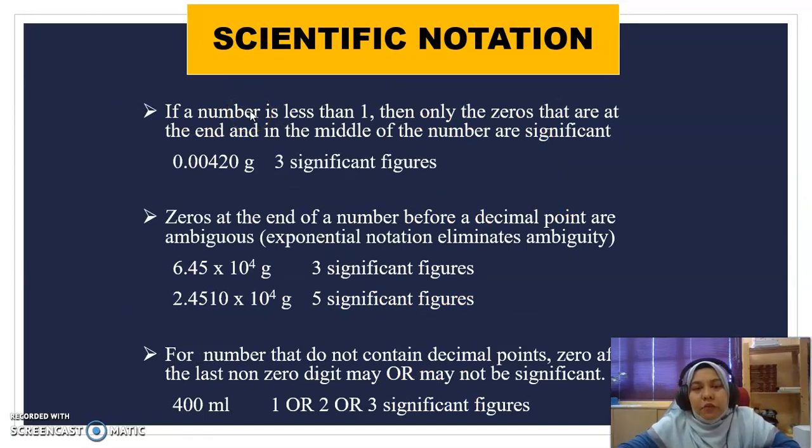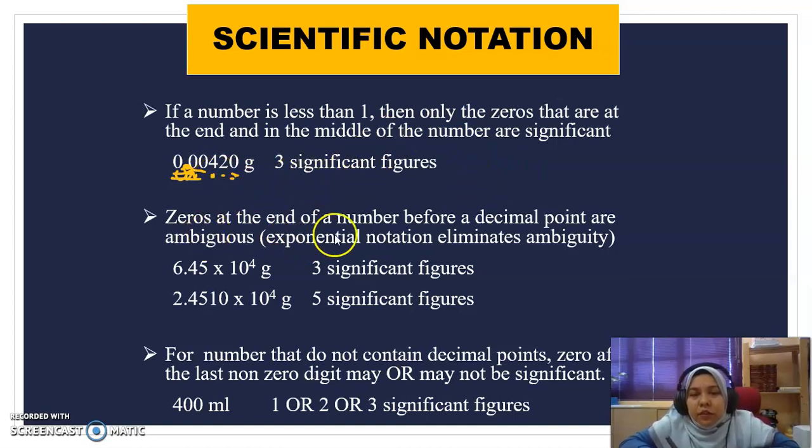If you have a number that is less than 1, then the only zeros that are significant are those in the end and in the middle. The zeros in front, before the non-zero digit, are not significant. Then 1, 2, 3: the zero here is significant. You can see it has a decimal point, so there are 3 significant figures.